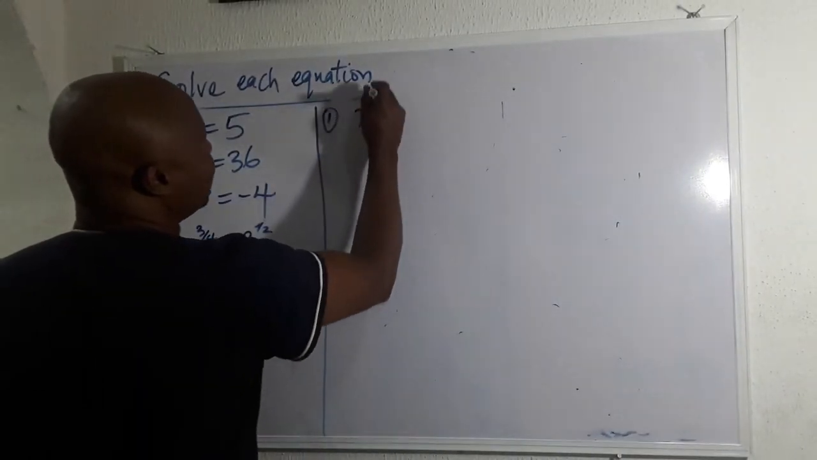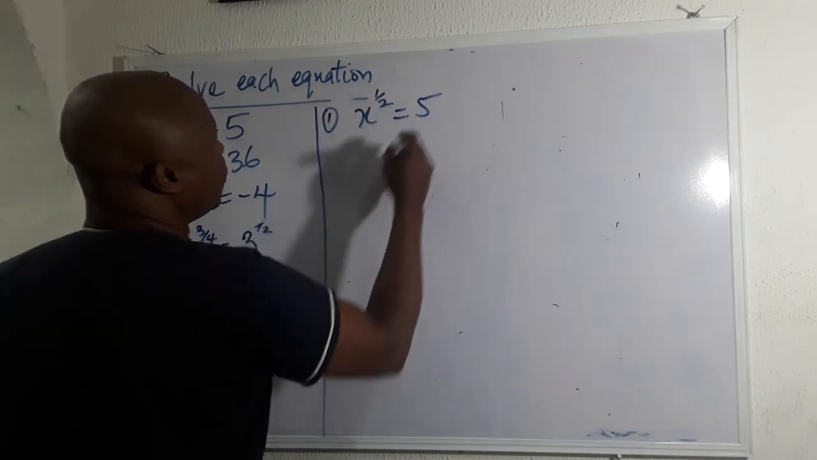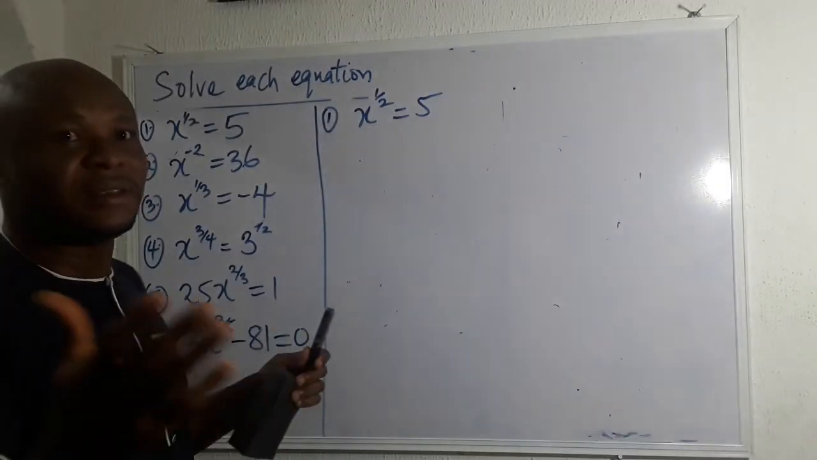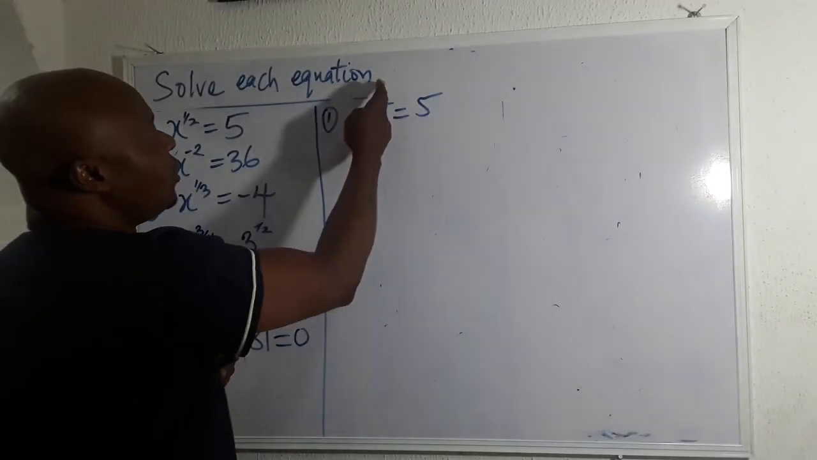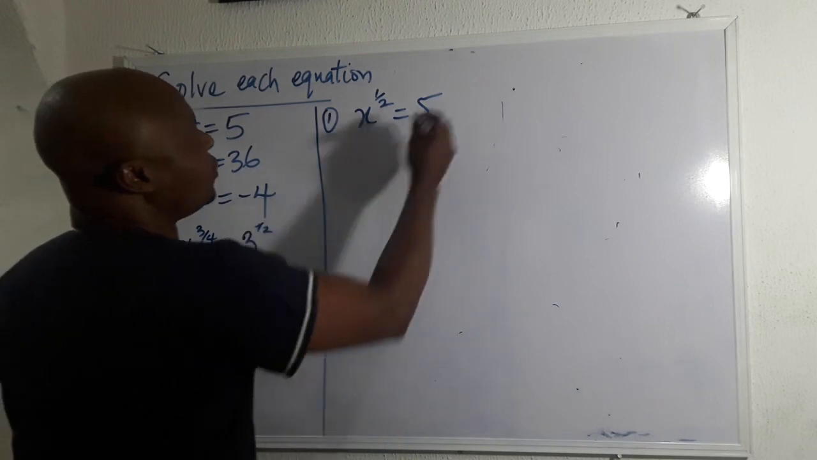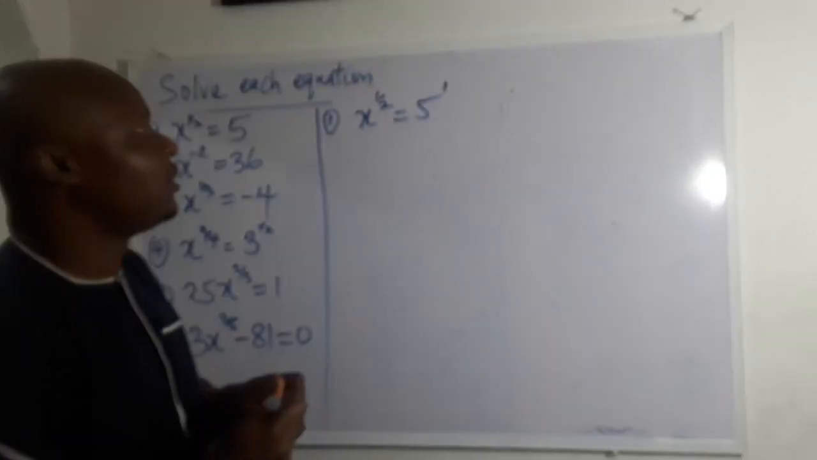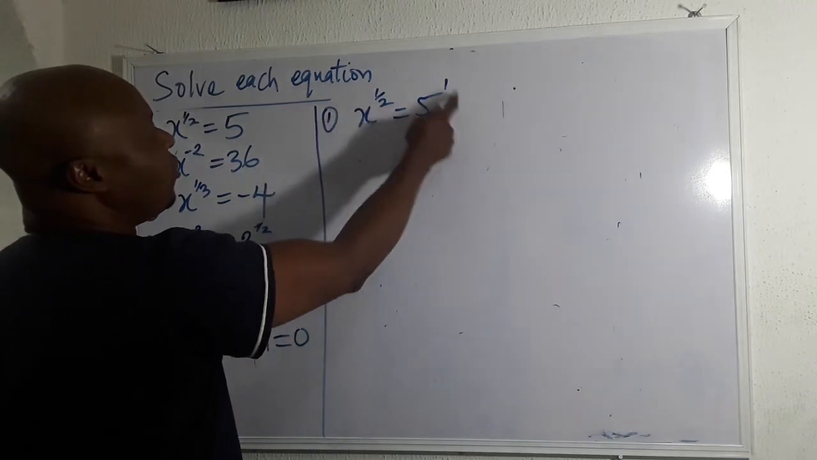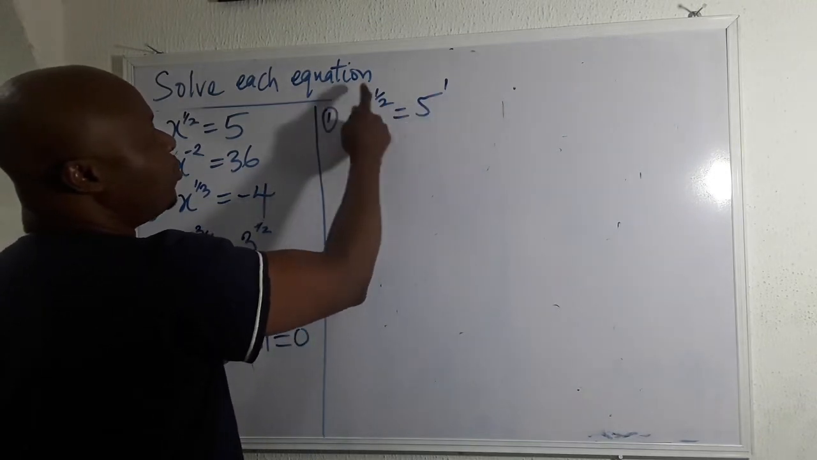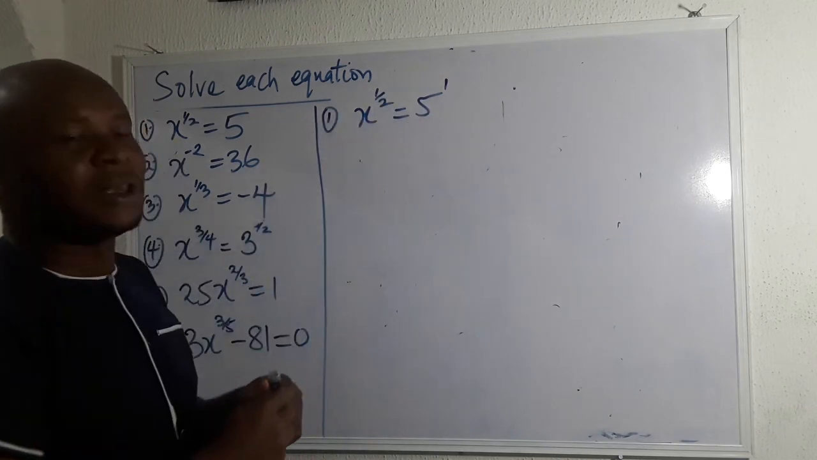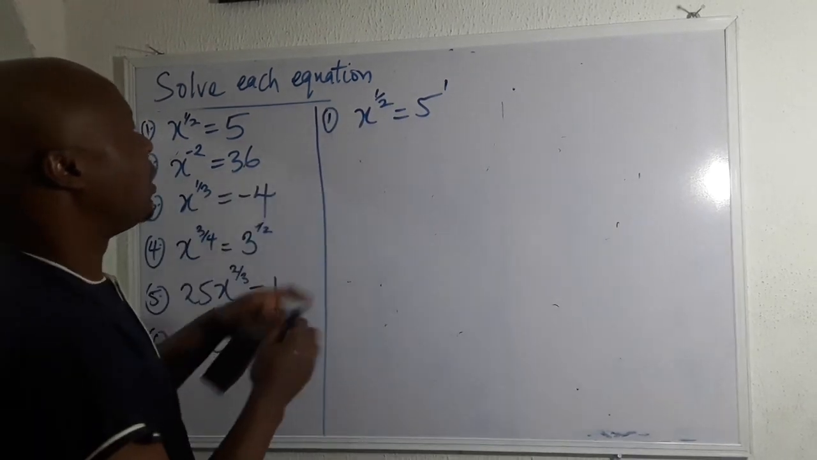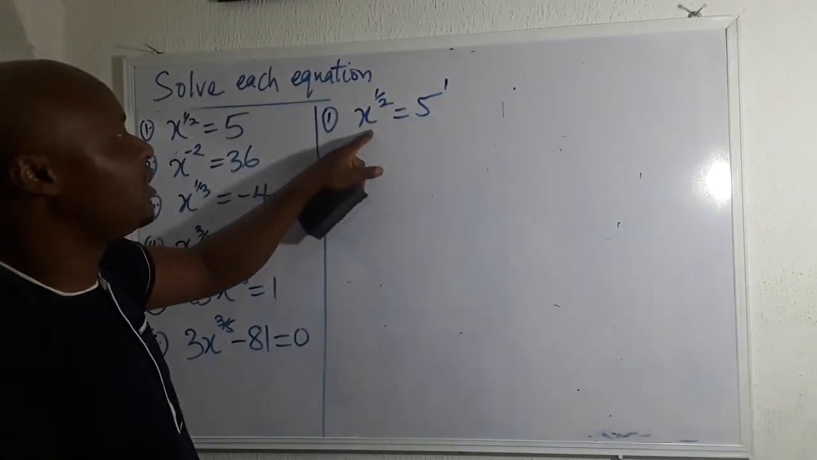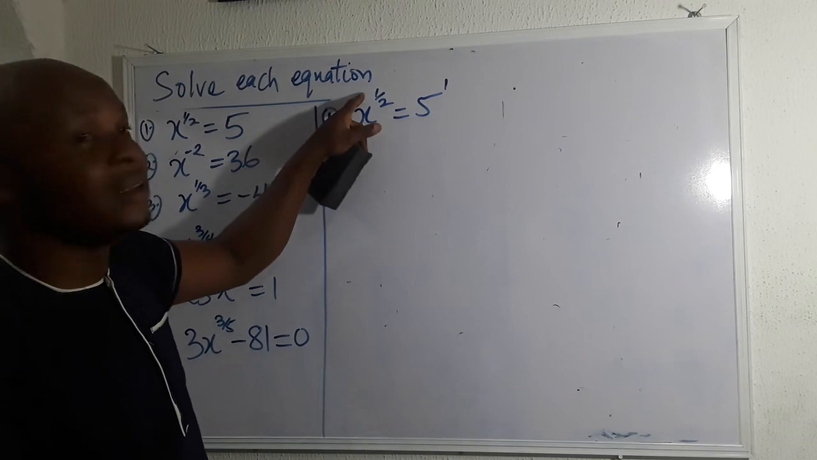x raised to power 1 over 2 is equal to 5. This is a very simple case. So what we are going to do simply in this type of equation is, this is also the same as 5 raised to power 1. So we're going to look for what to use to multiply the power of both the left and the right hand side to make it 1. Okay? We're going to look for what we are going to use to multiply the power of the variable we are interested in, which is x, to make it 1.